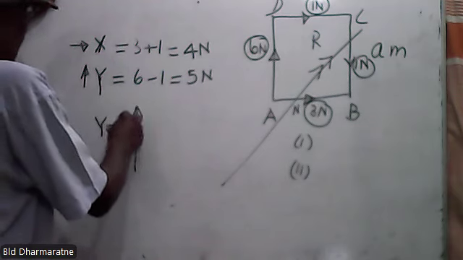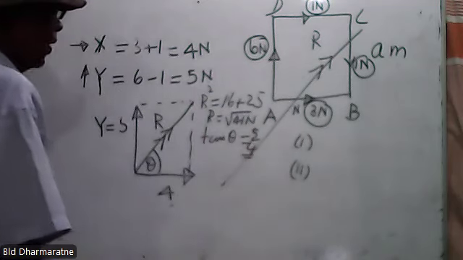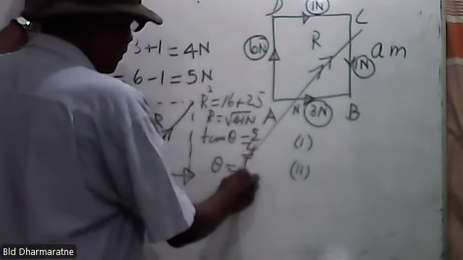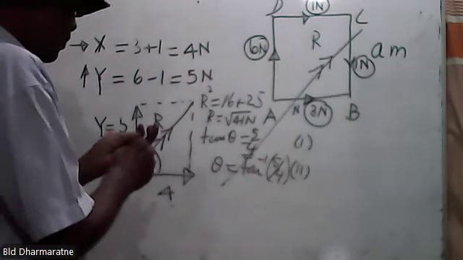Now we calculate R squared equals X squared plus Y squared. X squared, 4 squared is 16, plus Y squared, 25, equals 41. R squared equals 41, so R equals root 41. The direction inclined to the horizontal: theta equals y over x, 5 over 4. So theta equals tan inverse 5 over 4. This is the data we get from this question.